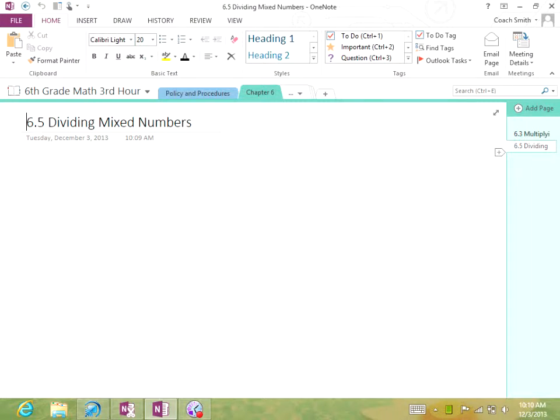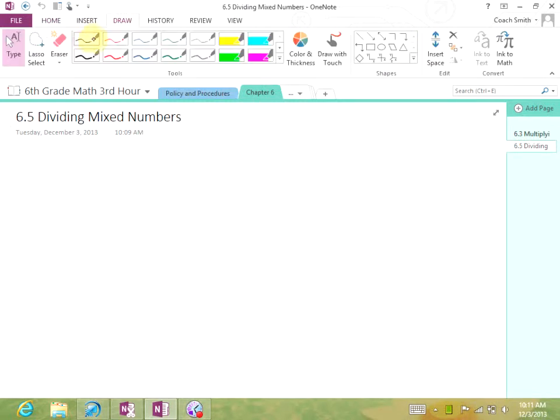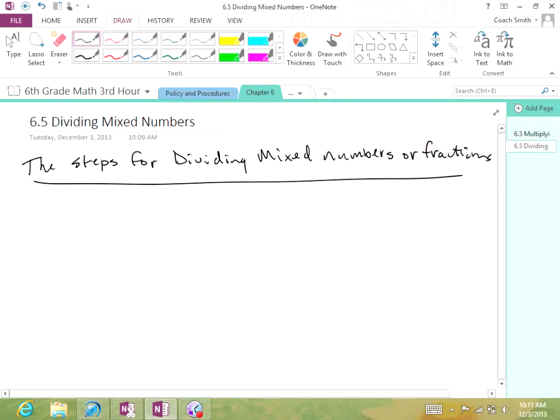All right, dividing mixed numbers. Okay, the steps for dividing mixed numbers or fractions are very similar to the ones for multiplication.